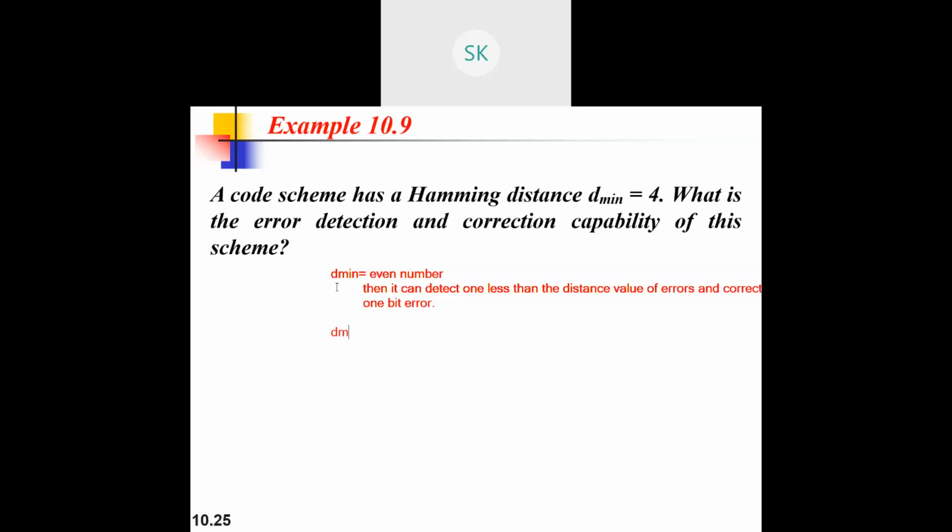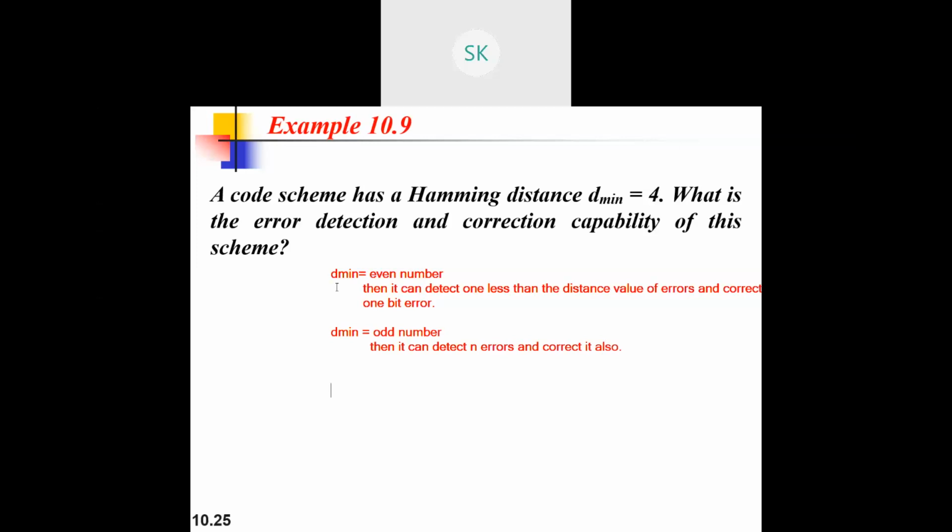Whereas if d minimum is an odd number, then it can detect n errors and correct them also. So this one we need to remember.